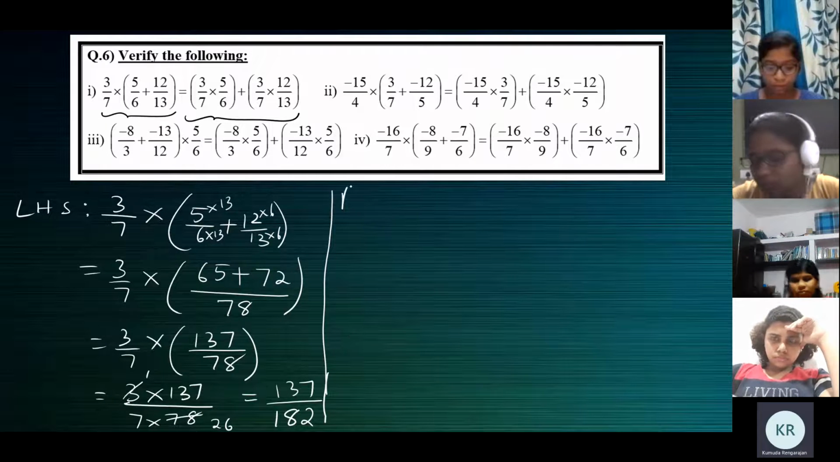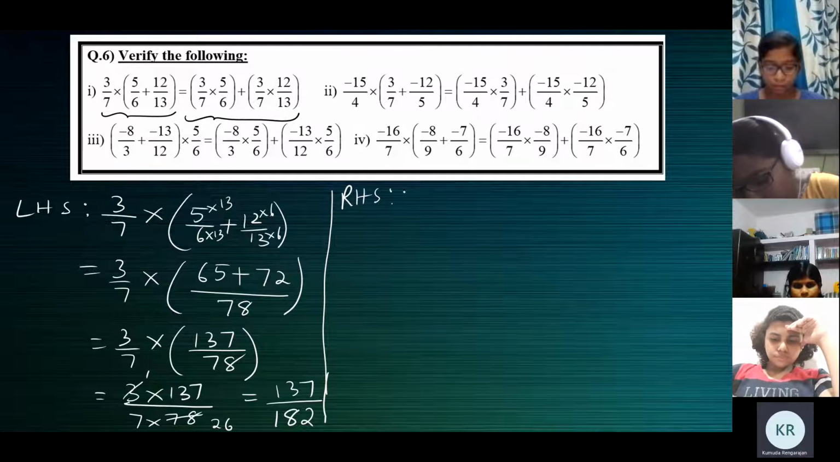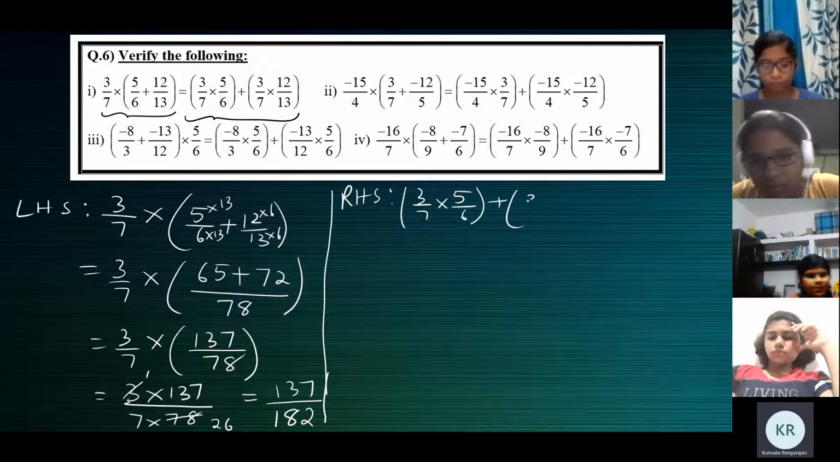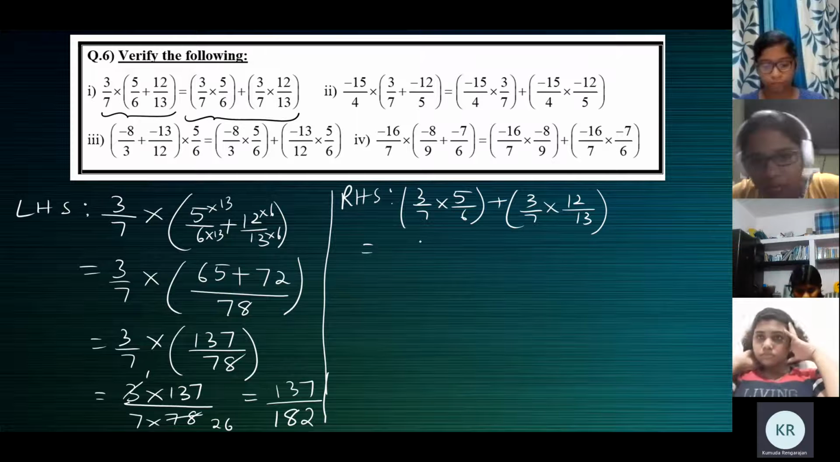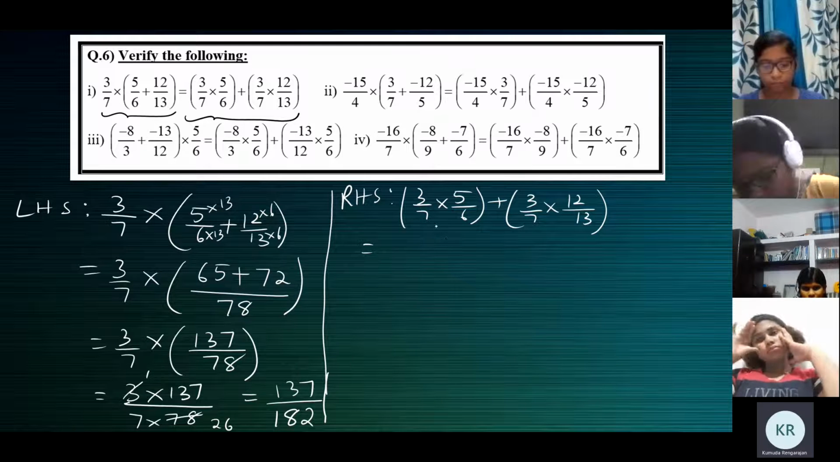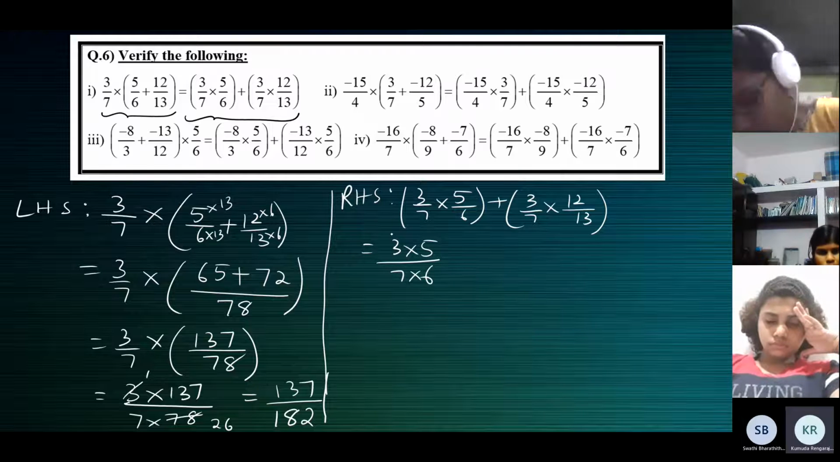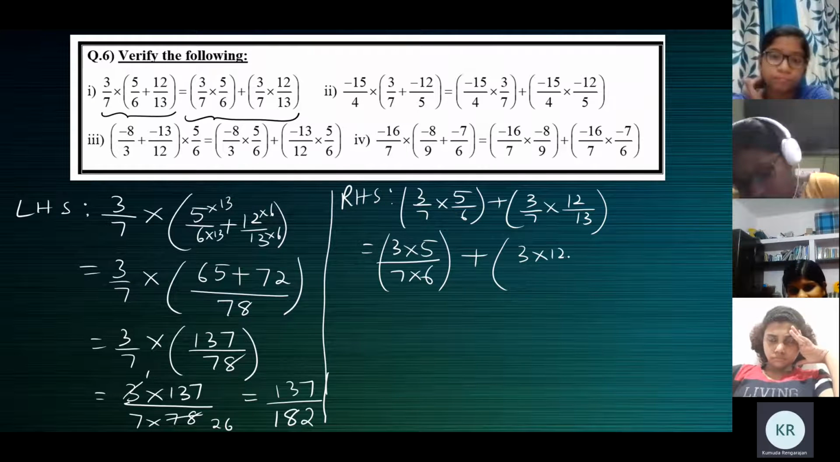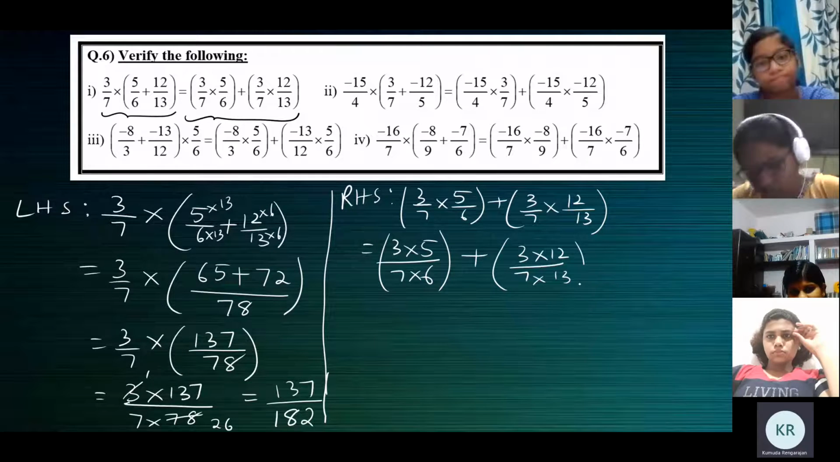Now let's take the RHS. In the RHS, we have 3 by 7 into 5 by 6 plus 3 by 7 into 12 by 13. This is what we have. So now we have to simplify the brackets first. And in the bracket, we have multiplication. 3 by 7 multiplied by 5 by 6. So how do we multiply? We multiply the numerators. We multiply the denominators like this. Plus, again in the next bracket, we multiply the numerators. We multiply the denominators. And here, simplification is possible.